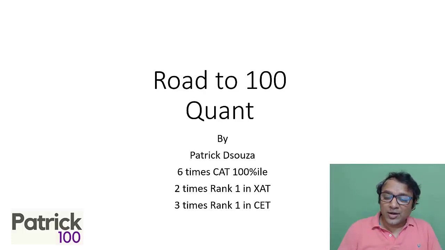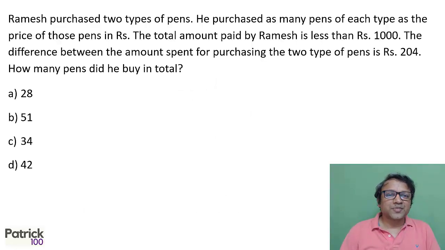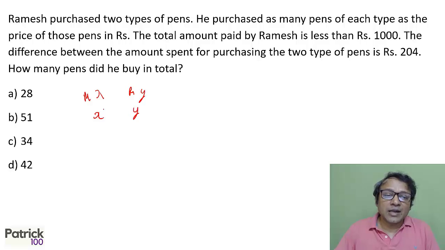Hi, we're looking at row 200, sums on quant. So Ramesh purchased two types of pen. He purchased as many pens of each type as the price of those pens. So let me say that the price of the first pen be rupees X, the price of the second pen be rupees Y. That means he must have purchased X pens of the first type and Y pens of the second type.